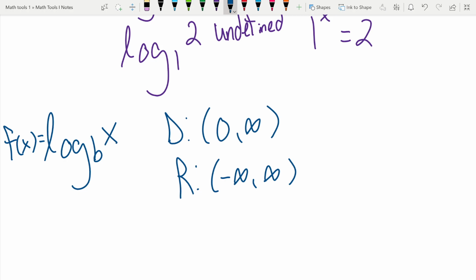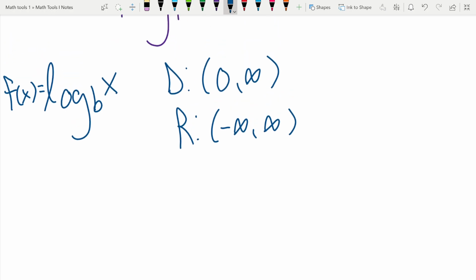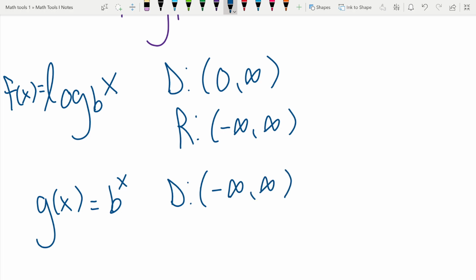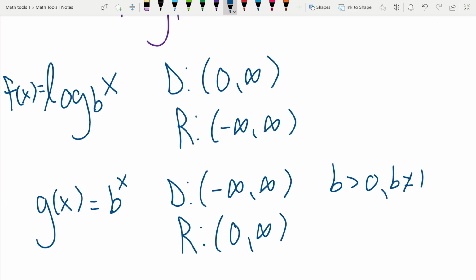Again, this is the inverse function of an exponent. So if we think about the function g of x equals b to the x power, the domain of this is all real numbers, and the range would be 0 to infinity, assuming that b is greater than 0 and not 1. So we can see the domain and the range flip as we expect to happen with inverse functions.